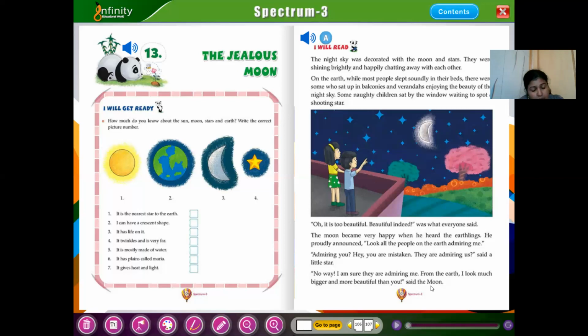Usually, the moon looks bigger than the stars, isn't it, children? Stars look very small, but on a full moon day or any other day, only the moon looks bigger. So, bigger and more beautiful than you, said the moon. When the little star insisted that the people of the earth are admiring the stars, the moon said, "No way, they are not admiring you, because from the earth, I am bigger and more beautiful than you."